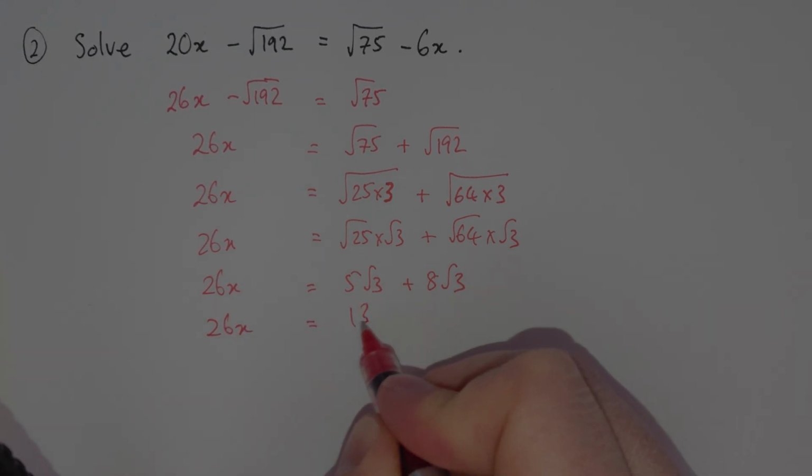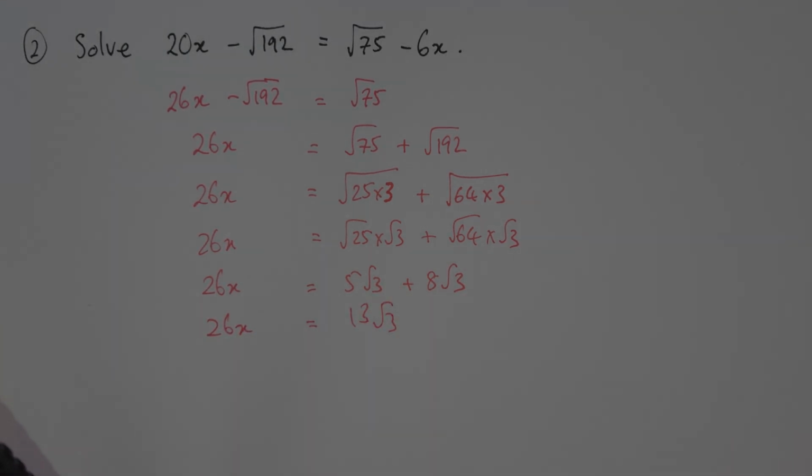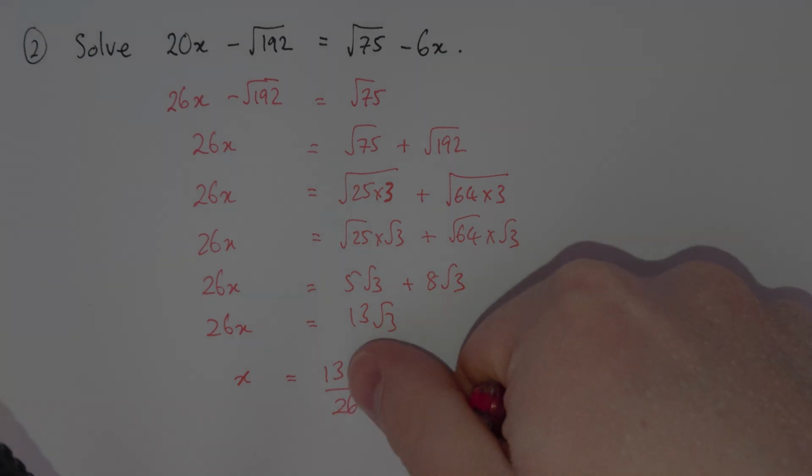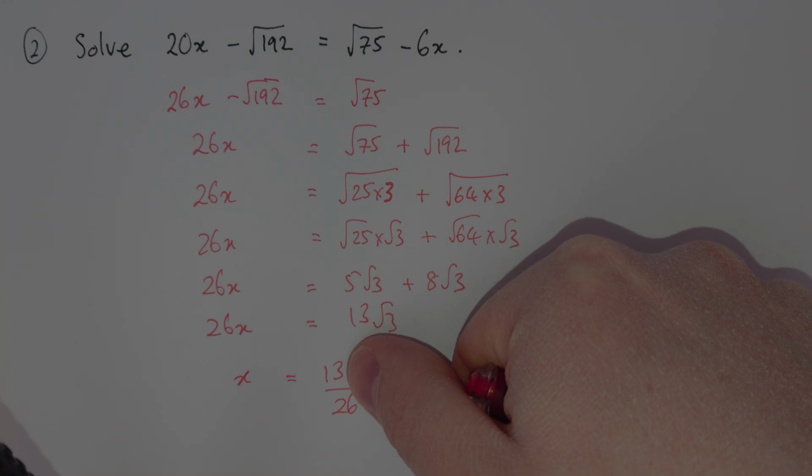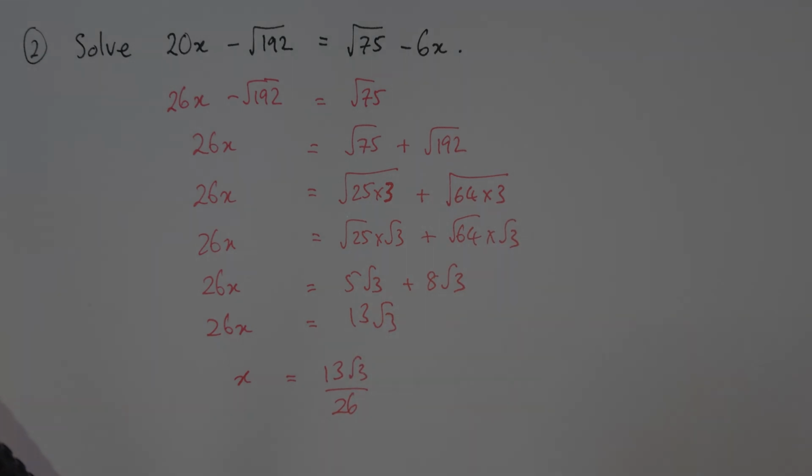So 26x equals 13 root 3s. And I'll divide both sides by 26. So x equals 13 root 3 divided by 26. And that is the correct answer, but the normal fraction 13 over 26 would simplify to a half, wouldn't it? So you can simplify this one to halves as well. Divide top and bottom by 13, so I get 1 root 3 over 2. That's just by dividing top and bottom by 13. Okay?